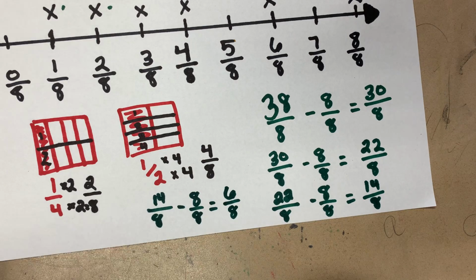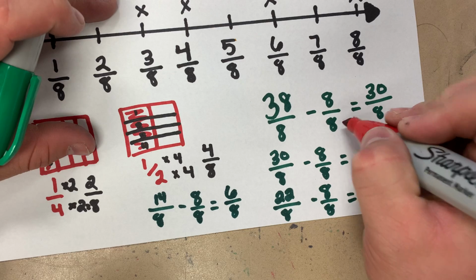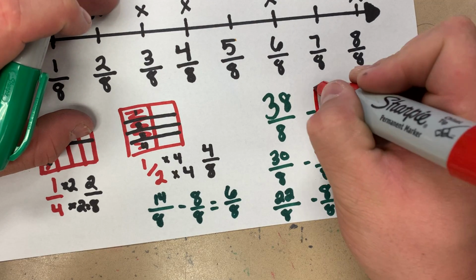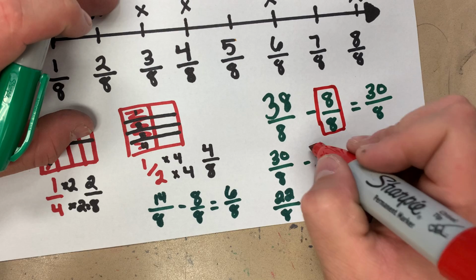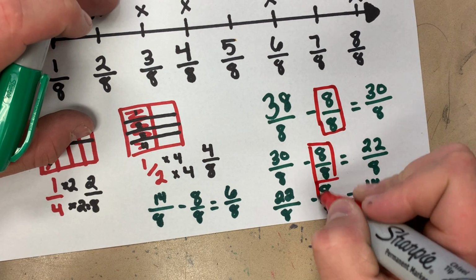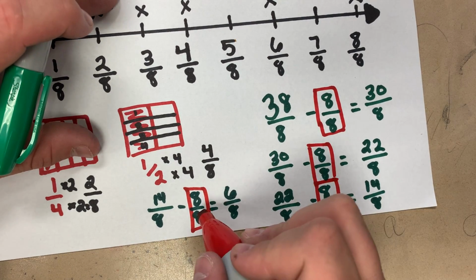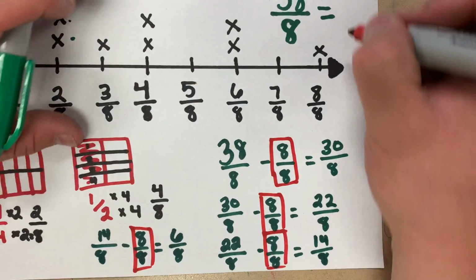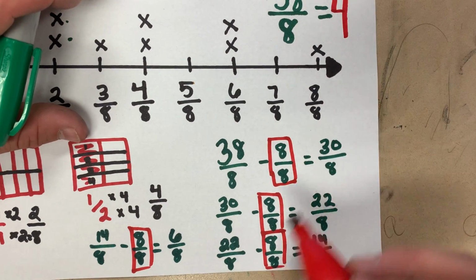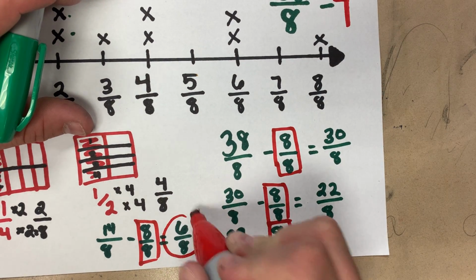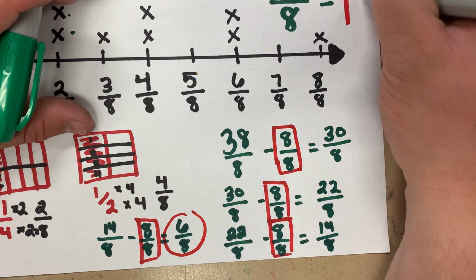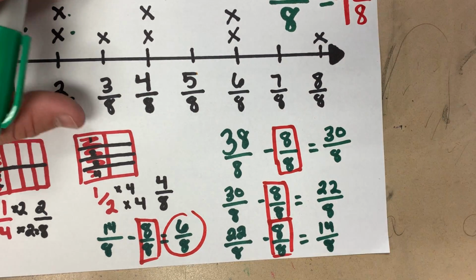And now I can't take any more groups of 8 out of it. Okay, so now I'm going to go back and look at my whole ones that I took out. Well, I took out 1 whole, or 8 out of 8 here, 1 whole, or 8 out of 8 here, 1 here, and 1 here. That leaves me with 1, 2, 3, 4 wholes, and I still have 6 eighths left over. So 4 wholes and 6 eighths.